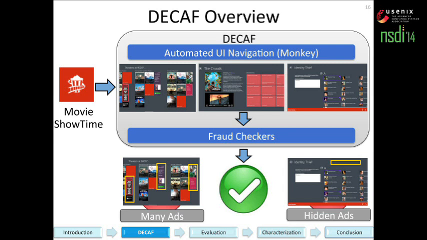So given an app as input, DECAF runs the mobile app in an emulator and interacts with the app by clicking buttons or other UI actions. These clicks can trigger visits to different app pages. And in each app page, DECAF runs fraud checkers and examines page content and layout for placement ad fraud. So the output of DECAF is a detailed report that lists whether or not an app page may contain placement fraud. So in our example, a many-ads fraud has been detected in the first page and hidden ads have been detected in the third page. So I'm now going to first describe the design of the UI automation component, the monkey part.